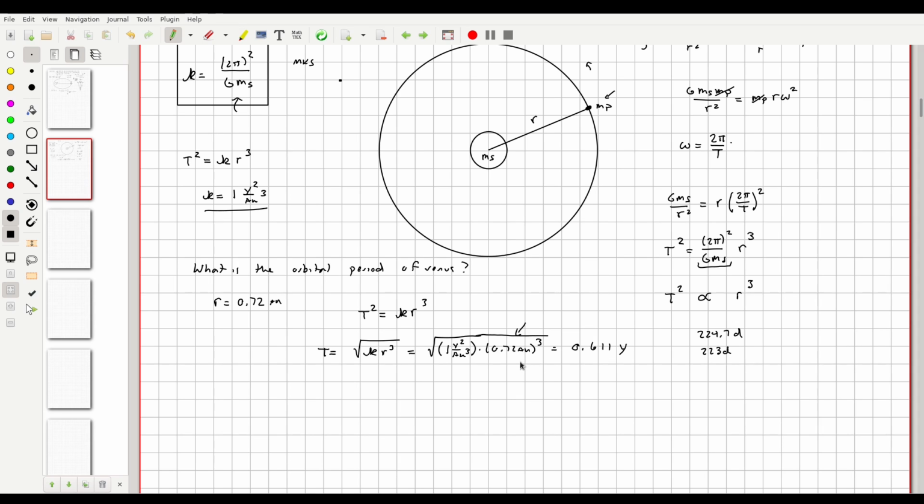So let's do another example. I don't know, Neptune. Now, Neptune takes 164.82 years to go around the sun once. I want to know what its semi-major axis of its orbit is. So again, T squared is equal to k times r cubed. We're given T, we're trying to find r. So r is going to be the cube root of T squared over k.